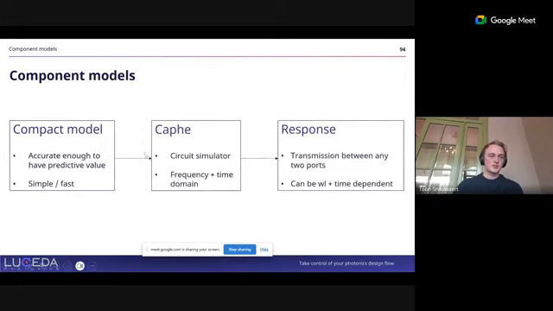So this is what I've explained here. We have components with a compact model. Then we will use CAFE, our circuit simulator, for either frequency or time domain simulations. And then we can look at the transmission between any two ports of the full circuit created with the component models of your components used in this circuit. This can be either wavelength or time-dependent simulations.